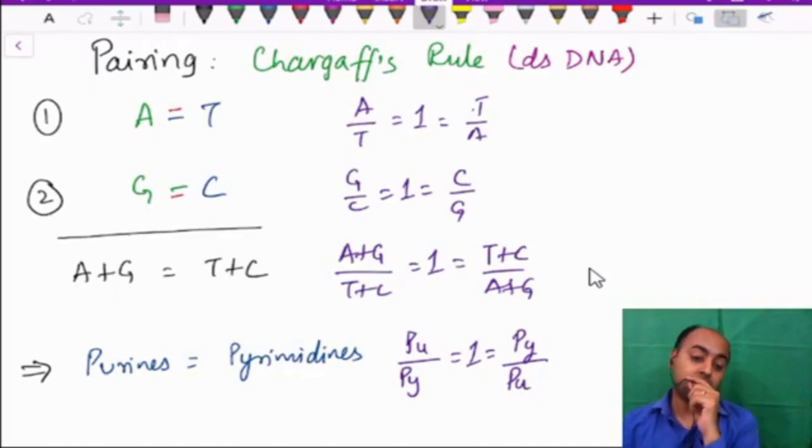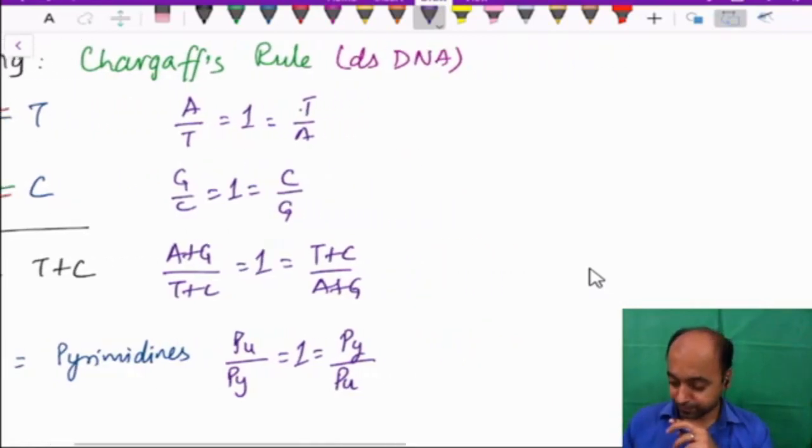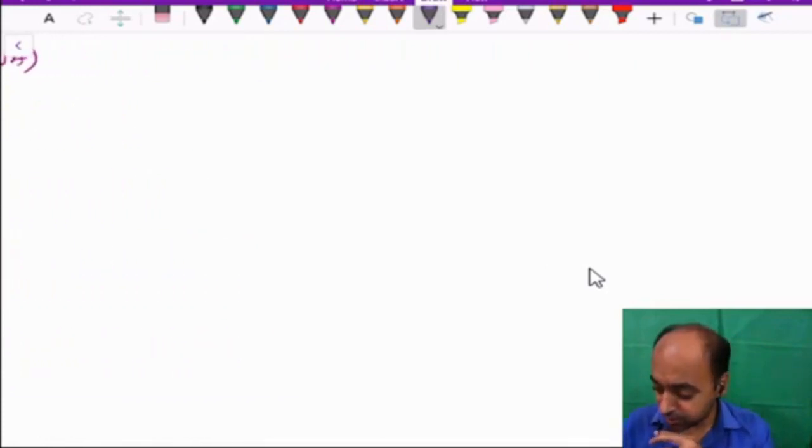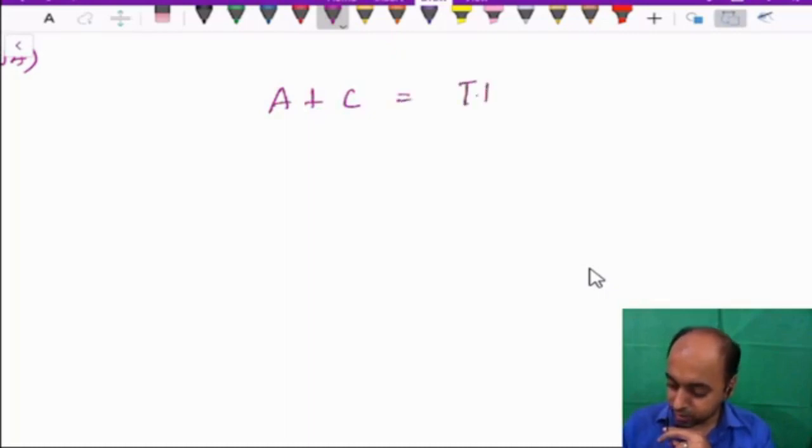We can make more and more such permutations and combinations, and it becomes difficult to keep them straight in your head. What is the correct relationship? In the exam, this relationship is asked very commonly. You'll be given various combinations and you'll be asked which of them is correct, which of them is false. For example, I'll give you one example. A plus C is equal to T plus G.